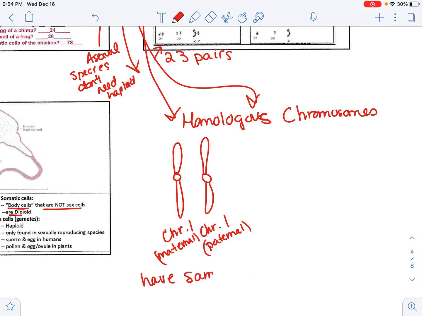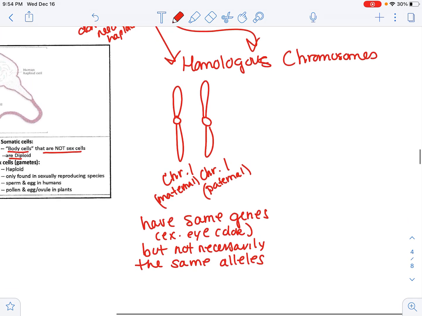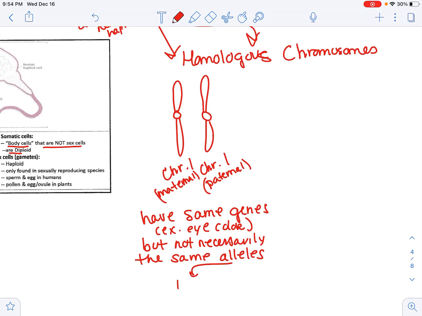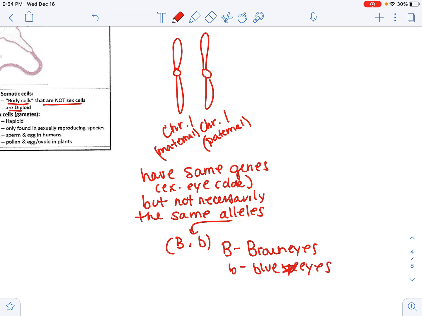Now, homologous chromosomes, notice they're the same size and everything like that, and they're going to have the same genes on them, the same DNA genes. For example, if eye color is on chromosome 1, which I don't think it is in humans, but just say it is. They're going to have the same genes, like eye color, but not necessarily the same alleles. I don't know if you remember the term alleles. Alleles would be like big B, little b. Do you remember when we did genetics, big B stood for brown eyes and little b stood for blue eyes. These are what we referred to as the alleles. Alleles are defined as different forms of a gene.